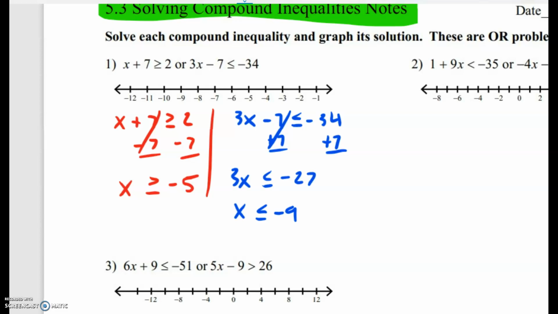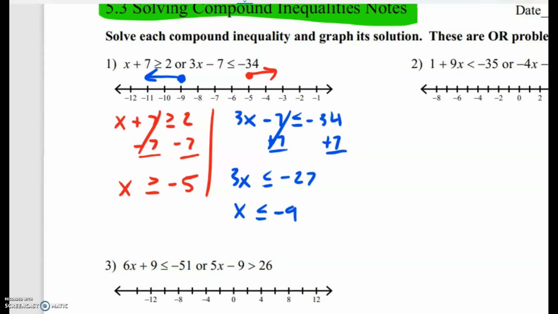to negative 9. Let's graph both of those. I'll start with the blue one since I still have that blue color ready to go. I'm going to go to negative 9. I'm going to put a filled-in circle because it is less than or equal to, and this would be to the left of it. Now for the first inequality that I solved, I got x is greater than or equal to negative 5. So I'm going to negative 5, putting a filled-in circle, drawing my arrow to the right.